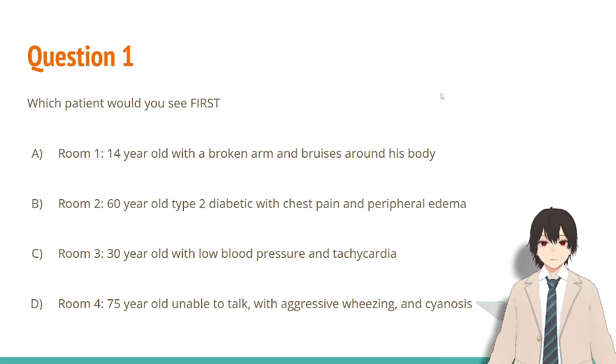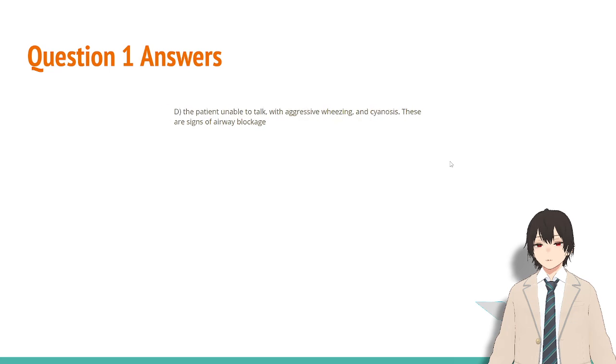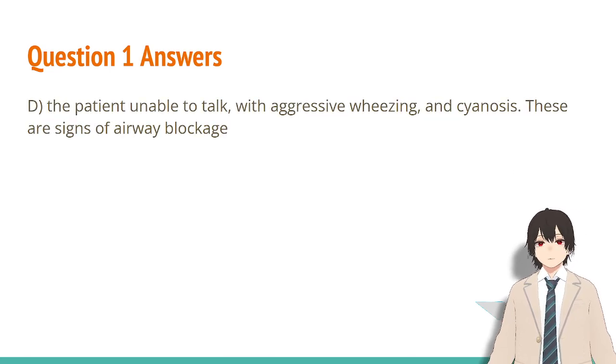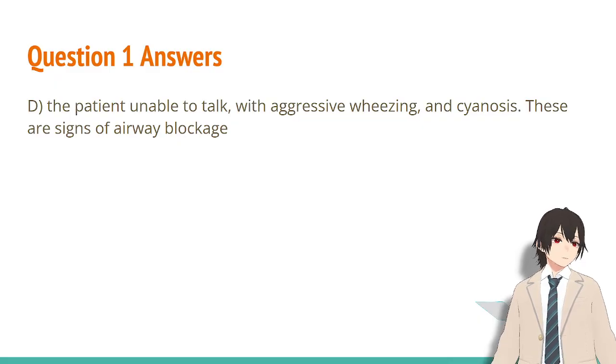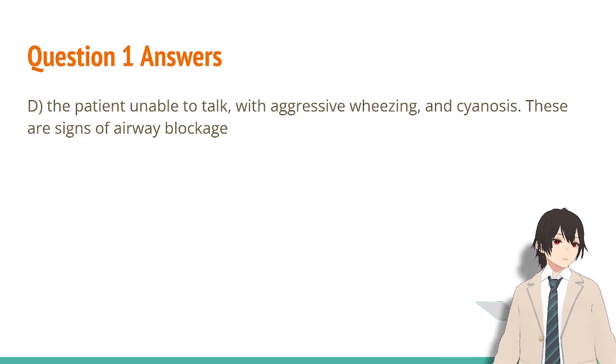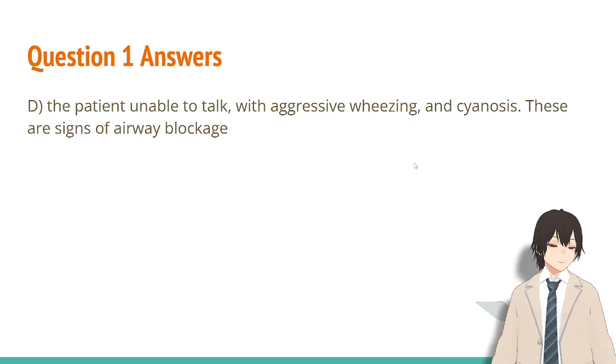So 3, 2, 1. You want to see the patient with obstructed airway, right? ABC is your priority of care, right? And the other stuff is important, but this one is the most severe, right? You want to think who's going to die first, and it's this person.